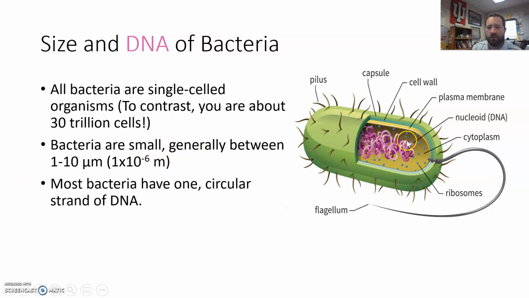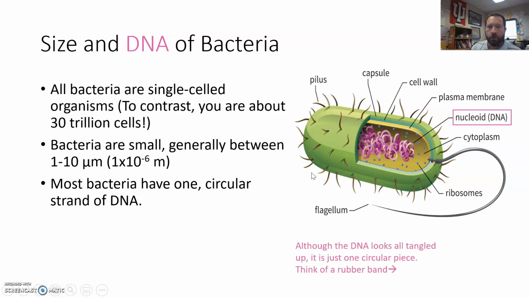Most bacteria have one circular strand of DNA, and that's right here, highlighted in purple because it is purple colored, and one circular strand. We'll talk more about eukaryotic DNA, such as yourself, later in the year, and we'll find out that eukaryotes tend to have several strands that are linear, not circular.